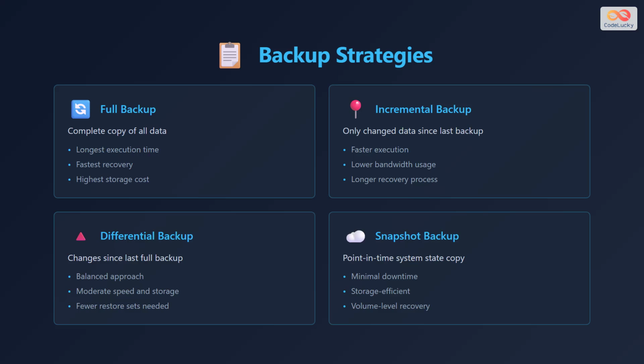There are four main backup strategies. Full backup creates a complete copy of all data. It takes the longest time to execute, costs the most in storage, but provides the fastest recovery. Incremental backup only copies changed data since the last backup. It executes faster and uses less bandwidth, but recovery takes longer because you need multiple backup sets.